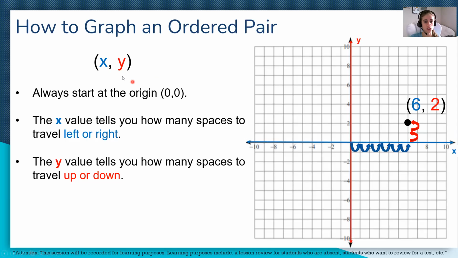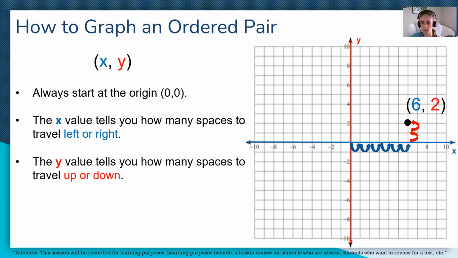When you are trying to plot a point or graph an ordered pair, those are synonyms, you start at the origin, so the center. So if our ordered pair is (6, 2), the first number is our x value, so we're going to count over 6 spaces along the x. So I'm going 6 spaces to the right, and then 2 is the y value. So we are counting up 2 places. So that's one skill that we're going to need today in order to complete our IXL assignment.